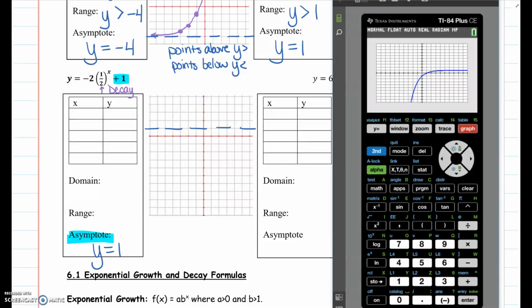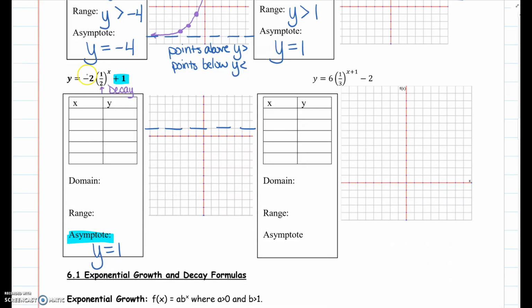Okay, here's what this graph looks like. It is decay because it starts away from the asymptote on the left, and then on the right it moves closer to the asymptote. This one is below the asymptote, and we can tell that in the equation because of the negative in the front. Remember yesterday, if there's a negative in front, it's going to flip that graph.